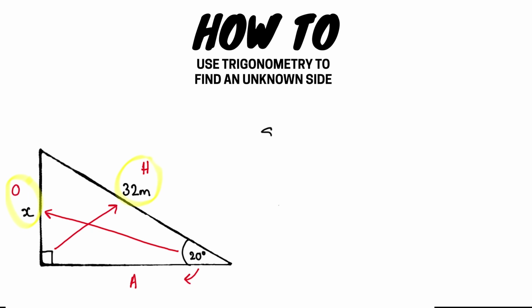So let's write this down. Sine theta is equal to the opposite over the hypotenuse. We now sub in the values that we know. So sine 20 is equal to x over 32.